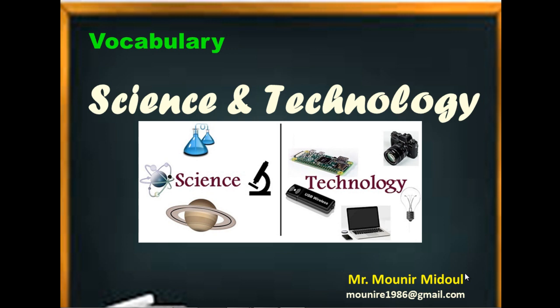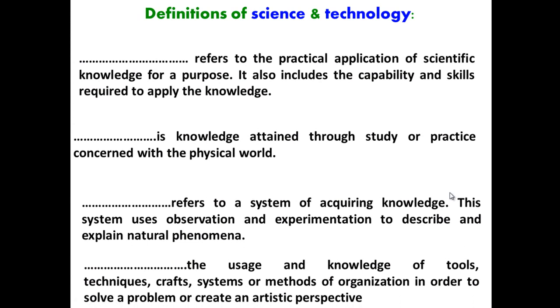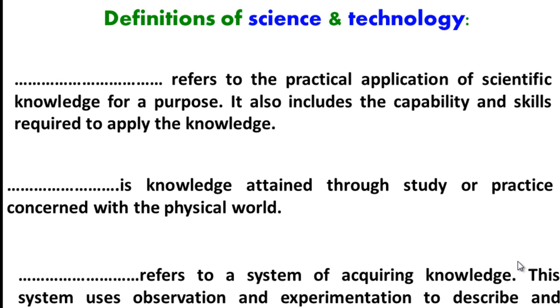We'll start by clarifying the 2 key concepts of the unit, science and technology. So as you see, here you are required to match the concepts science and technology with their appropriate definitions. So definition number 1 refers to the practical application of scientific knowledge for a purpose. It also includes the capability and skills required to apply the knowledge. So it's the definition of technology.